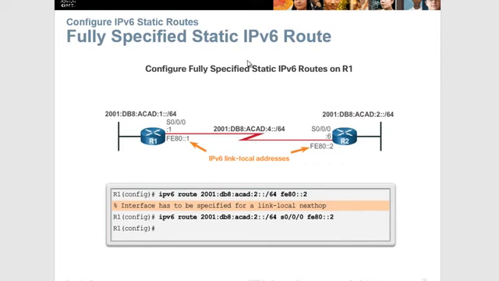So, fully specified static IPv6 routes. You are going to need to use a fully specified IPv6 route if you decide to use link local addresses as your next hop IP. Because, for example, we've got R1 here who's trying to specify a next hop IP of FE80::2 over here. That might not be useful to your router, because each network on your router could potentially have a FE80::2 on it.